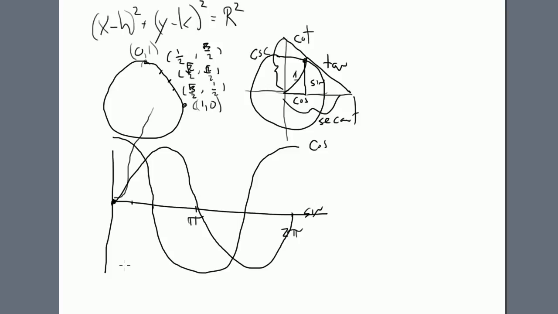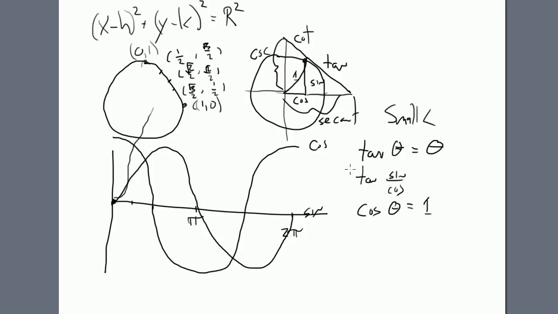Alright, so cosine, sine. We remember small angle approximations. We know that the tangent of theta, when theta is small, equals theta. And we know that the tangent is sine over cosine. We know that the cosine of theta when theta is small is equal to 1. That makes sense here. And then the sine of theta when theta is small is equal to theta as well, because sine equals tangent when the angle is small.